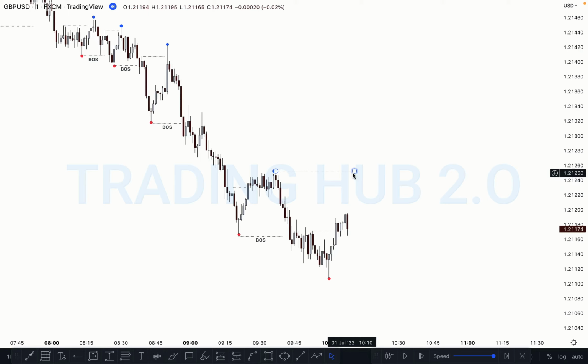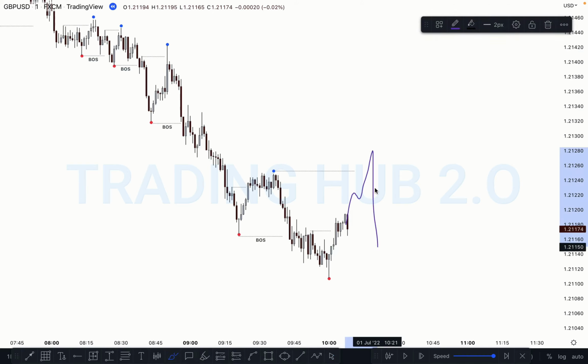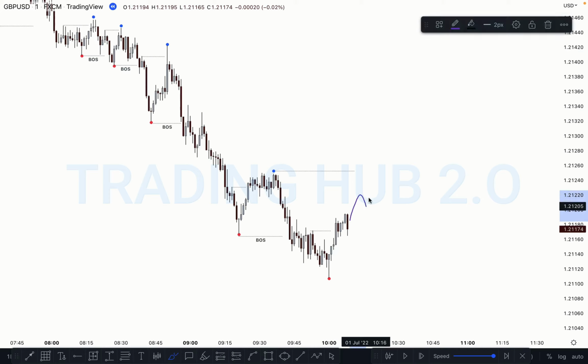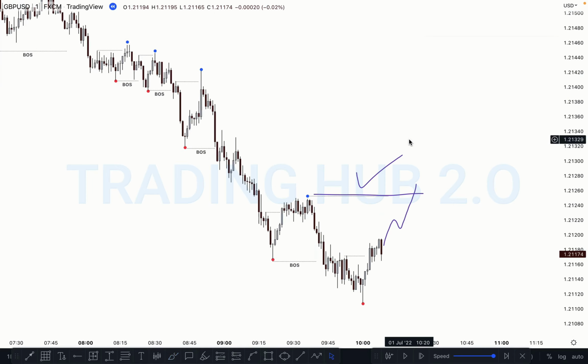Okay, it's called a sweep of the liquidity. Price just sweeps the liquidity and closes below it, so it's not a change of character. Price must close above it. If price closes above it, this one is called change of character.